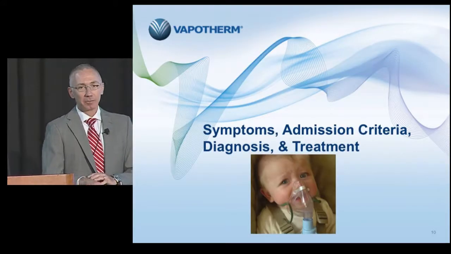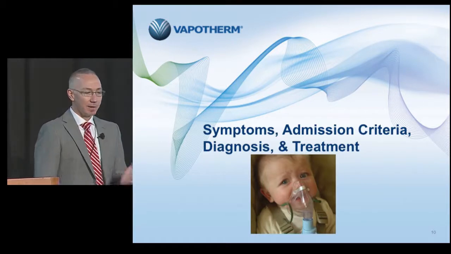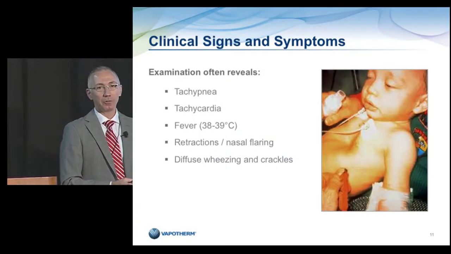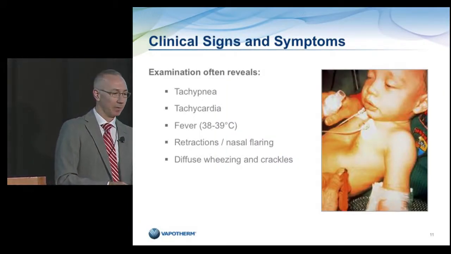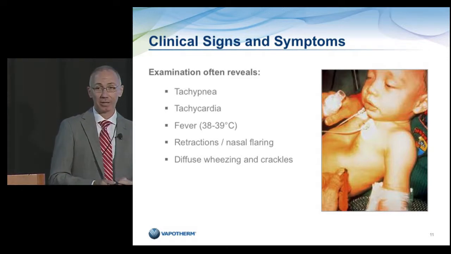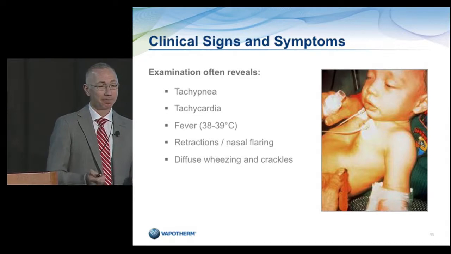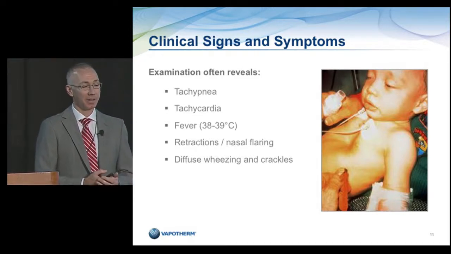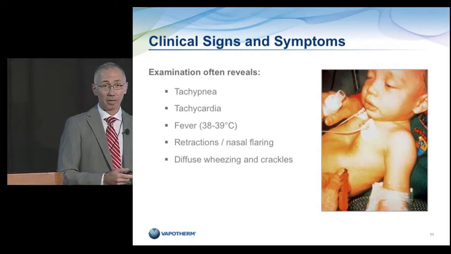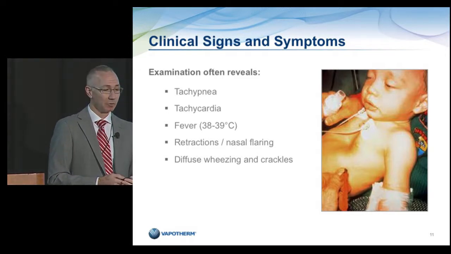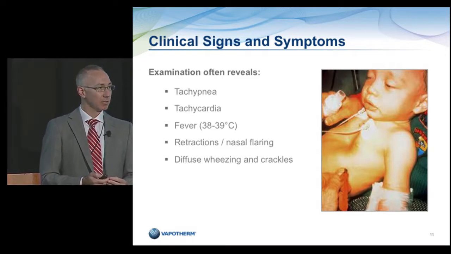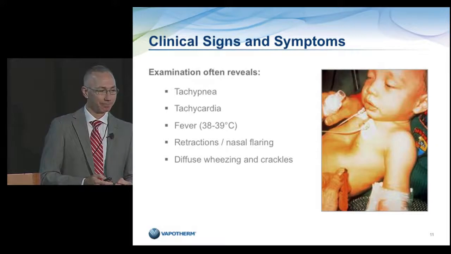We'll talk about some of the clinical features of this entity. All of you, I'm sure, have seen a sick child with RSV bronchiolitis. They present with tachypnea, tachycardia. Some are febrile, fever might be as high as 38, 39 degrees centigrade. They present with intercostal, subcostal retractions, nasal flaring, and on auscultation, diffuse wheezing and crackles.